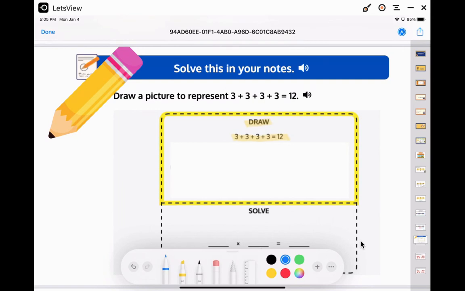When you get ready to draw your picture, remember the number that we see tells us how many items are in each group. So for the first part of your picture, you may draw a circle, and in your circle, you may put 1, 2, 3 items. Teachers, please pause the video and allow the students an opportunity to draw a picture that represents 3 plus 3 plus 3 plus 3 equals 12.